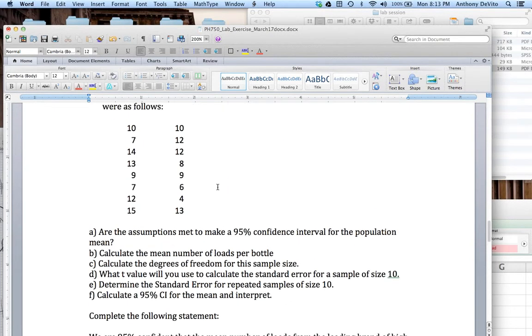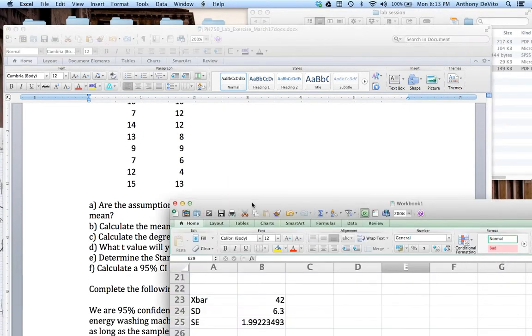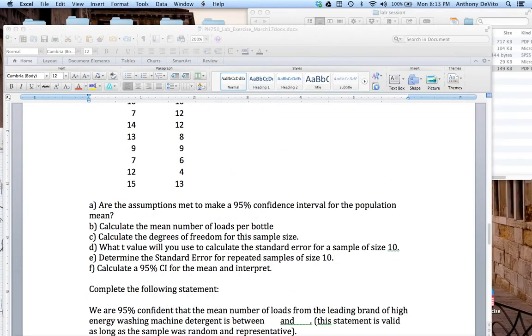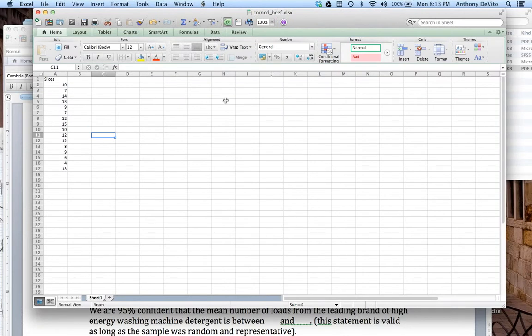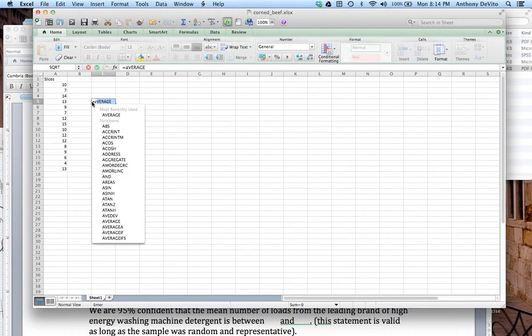Okay, so now let me just go over here to Excel. I think I actually created an Excel file that's on Blackboard that contains this information, and it's called corned beef.xlsx. Okay, so here's a sample. It's got 16 restaurants that have been randomly selected. One of them, the real cheap one over here, has 4 slices of corned beef. The real good one here has 15 slices, and so on and so forth. So I'm going to find what the mean is for this group. Okay, so it's going to be the average.